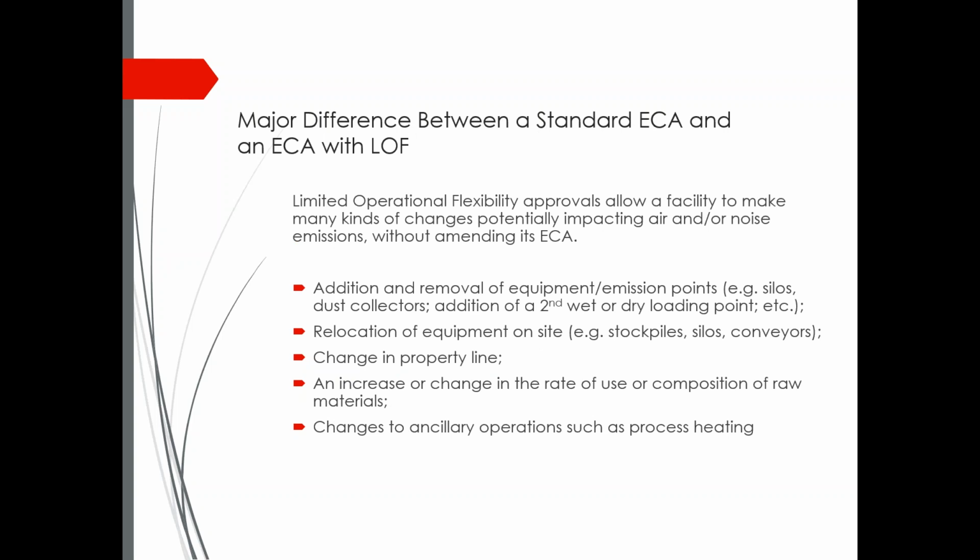So a major difference between a standard one and an LOF ECA is the addition of equipment and emission points like silos, dust collectors, or changing a loading point, relocation of equipment on site, change in property line, increase in the rate used or composition of raw materials, changes to ancillary operations such as process heating. For an LOF, you wouldn't need to submit an ECA amendment. But for a standard ECA, you would have to submit an ECA amendment.